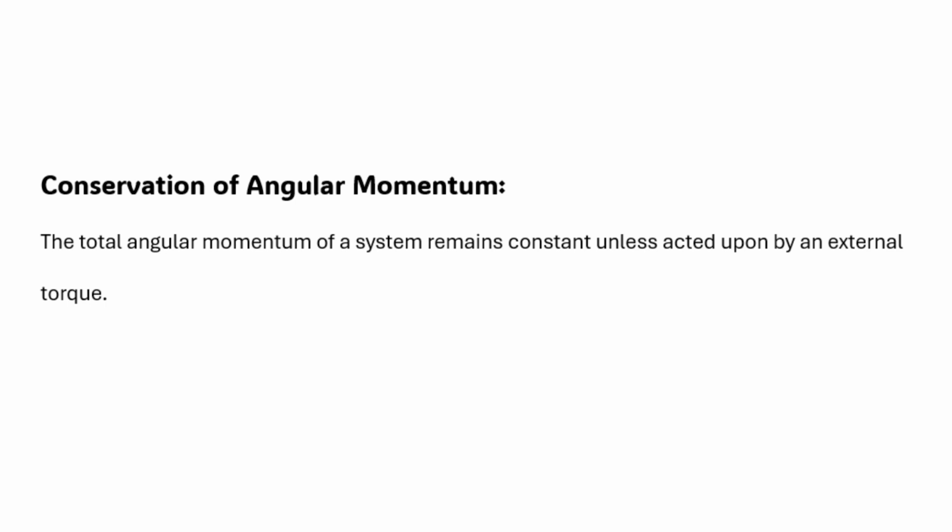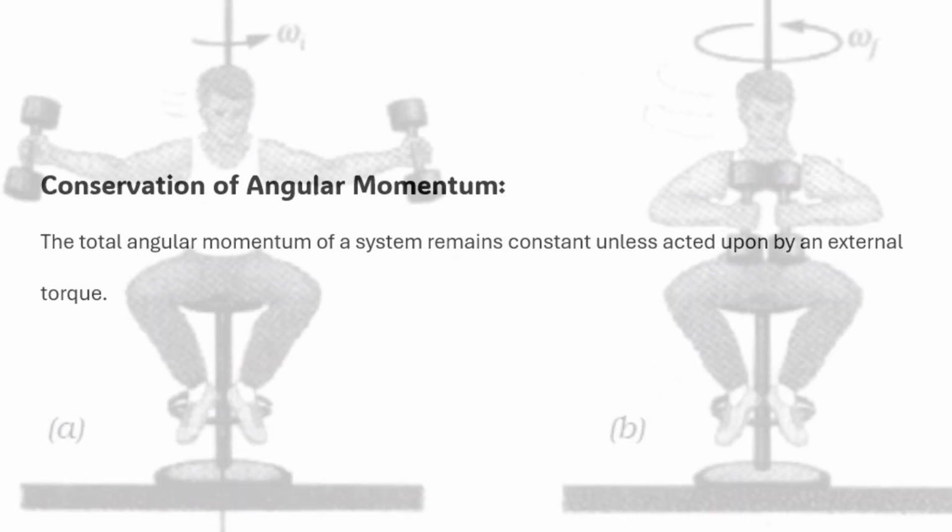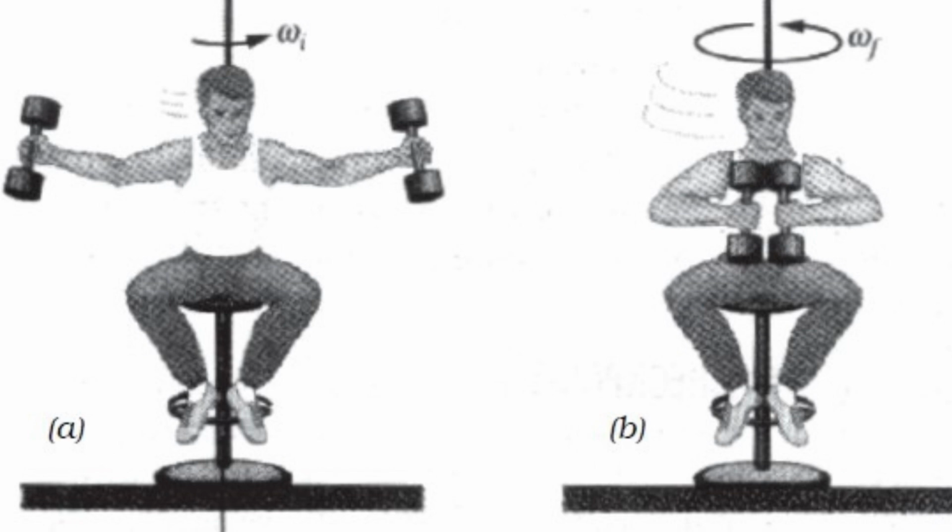Conservation of angular momentum. One of the key principles of physics is the conservation of angular momentum. This means that if no external force is applied, the total angular momentum of a system remains constant.